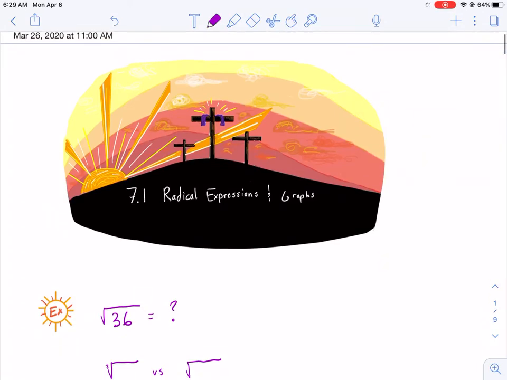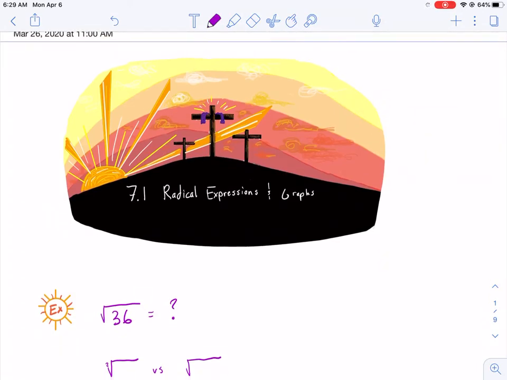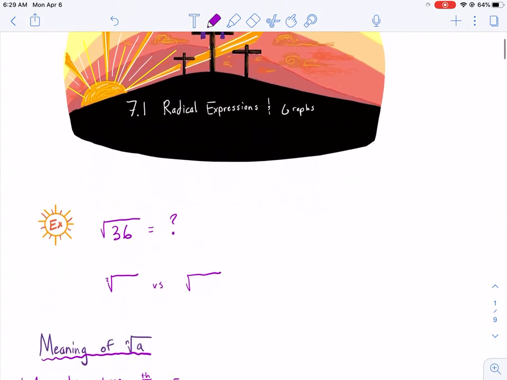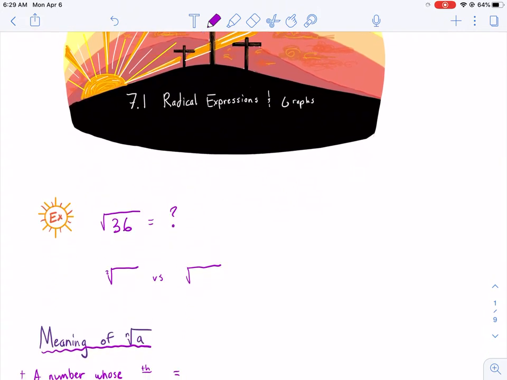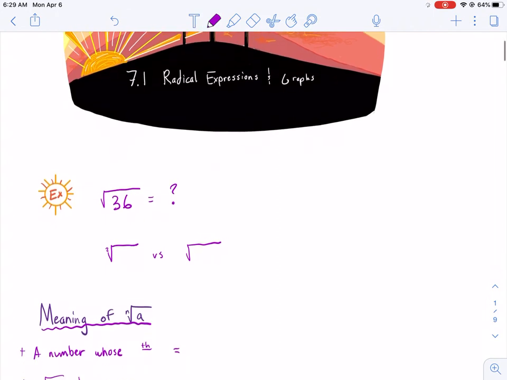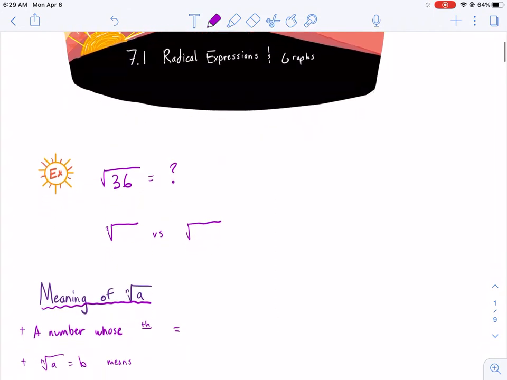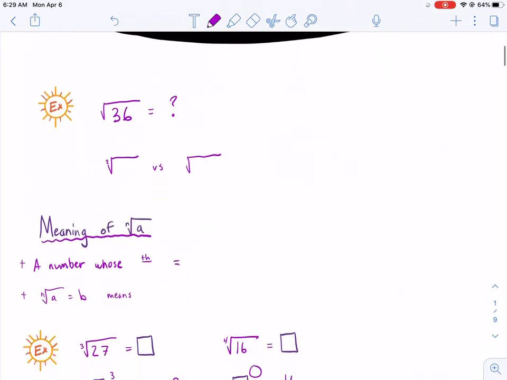Welcome back, everyone. Today we're going to be talking about 7.1 radical expressions in graphs. This is probably going to be a two-part video because the graphs are kind of separate. It's kind of its own procedure, and the first part, this video, is going to be talking about radical expressions. So let's go ahead and get started.